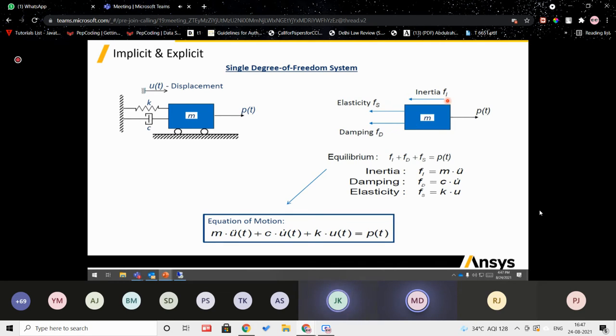And according to D'Alembert's law, we are using inertial forces also. We are having the inertial effect also. So if you establish equilibrium, then your inertial force plus your damping force plus your elasticity force will give you the external force which you are going to apply on the system. So just to replace all these things, you have your M, A, then C, V, and then your K into X is equal to your force.